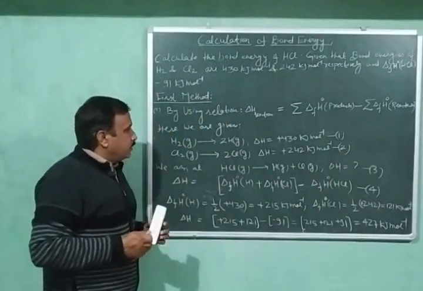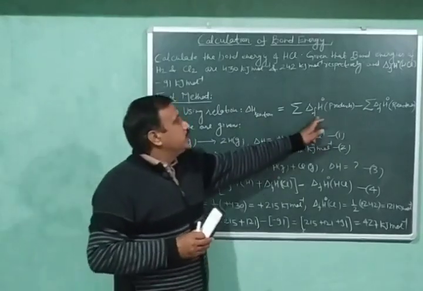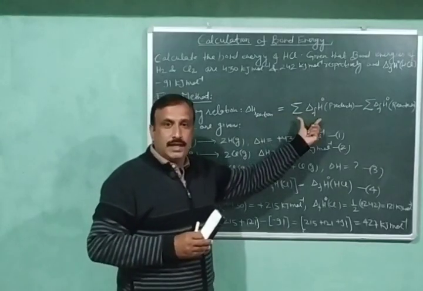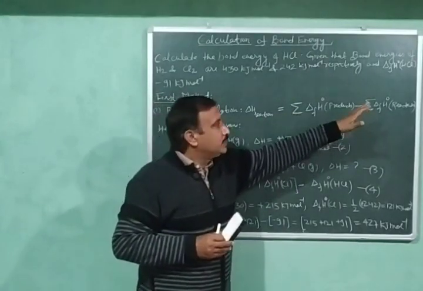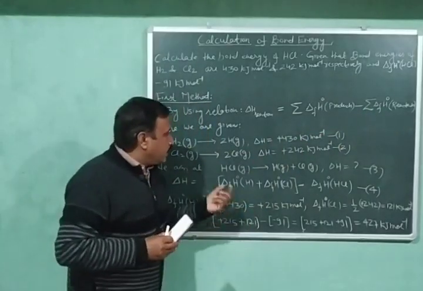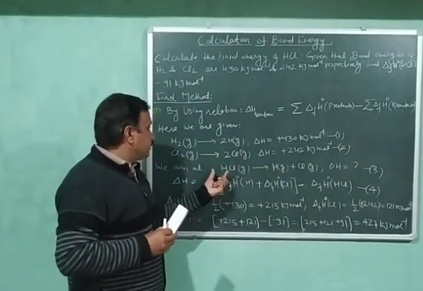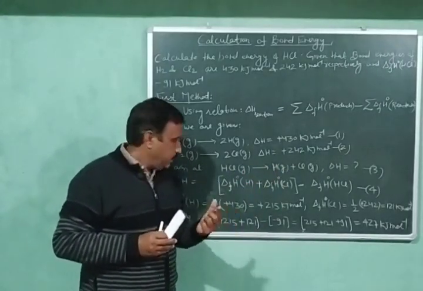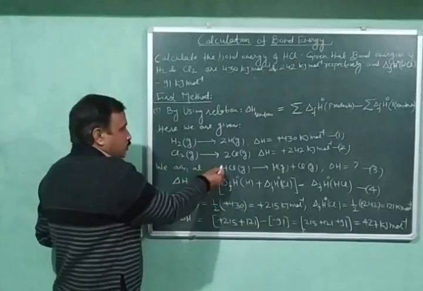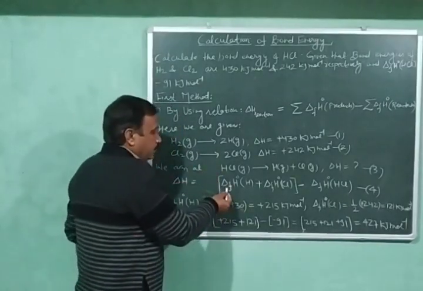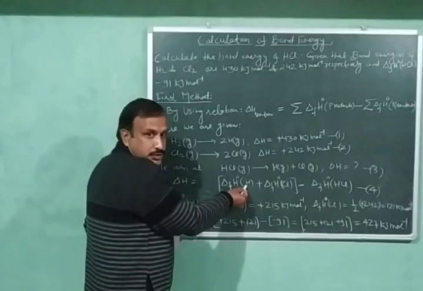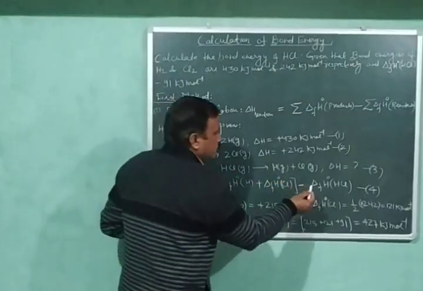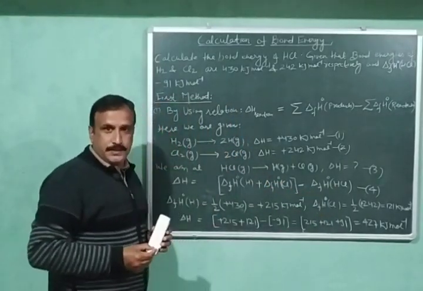Okay, and we will calculate the bond energy using this relationship: delta H of the reaction is equal to the sum of the enthalpies of formation of products minus the sum of the enthalpies of formation of reactants. So here the reactant is HCl, and the products are hydrogen and chlorine atoms. So the delta H of this reaction will be equal to the enthalpy of formation of 1 mole of hydrogen atoms plus the enthalpy of formation of 1 mole of chlorine atoms minus the enthalpy of formation of HCl.